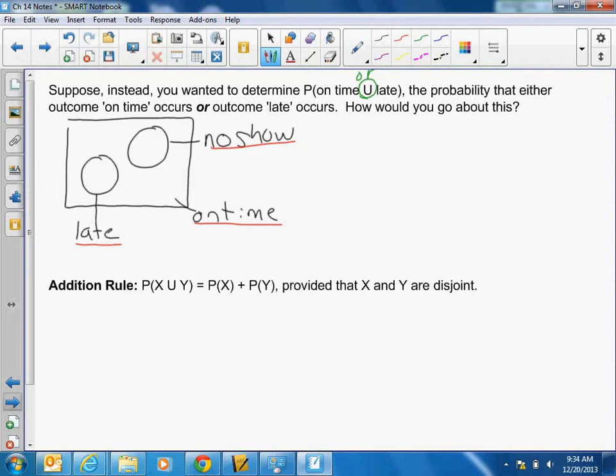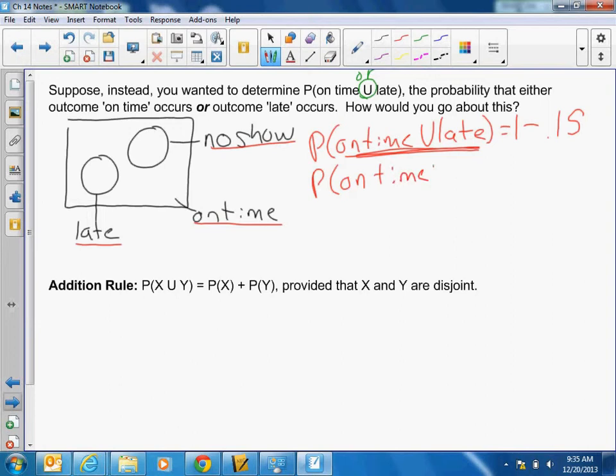Because of that, we can use this idea of the complement. We can say, well, the probability that I'm on time or late is equal to 1 minus the third event in this case. The third event not covered by the probability we're trying to find here. That would be 1 minus no-show, which was like 0.15, something like that. So the probability that you're on time or late would be equal to 0.85 in this first case.